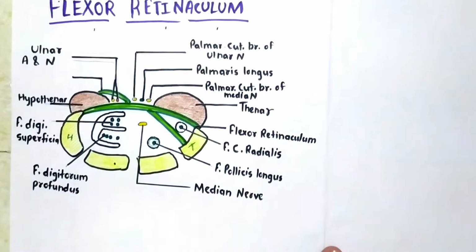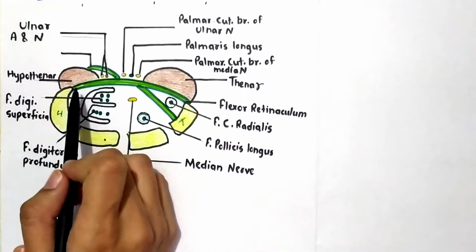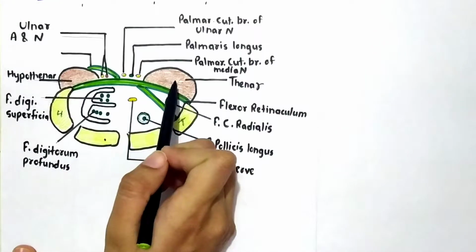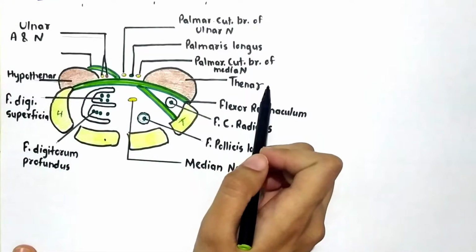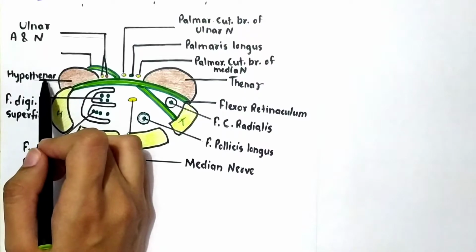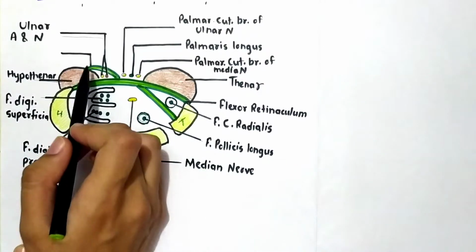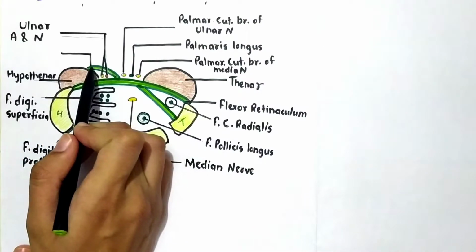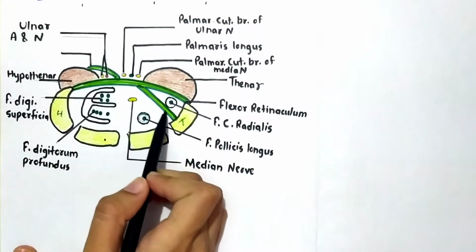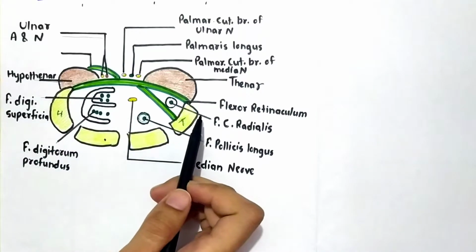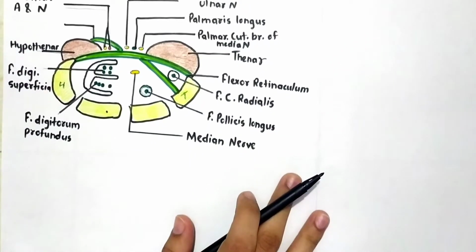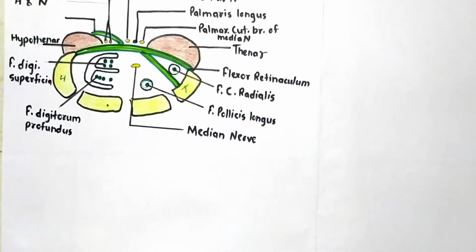So the flexor retinaculum is this structure. This is the thenar muscle, that is on the thumb side, and this is the hypothenar muscles. This retinaculum has a superficial slip on the medial side, and on the lateral side there is a deep slip. So let us write down the attachments.